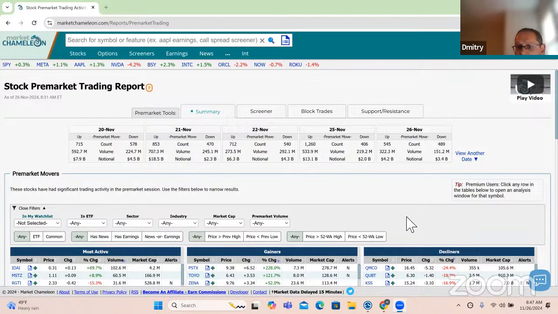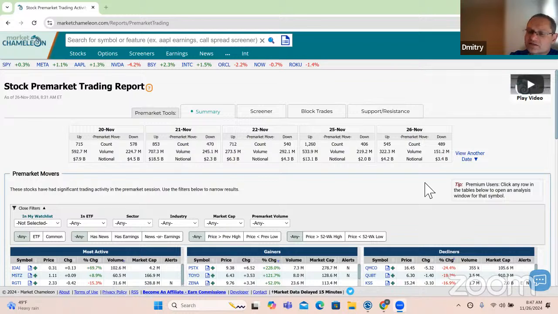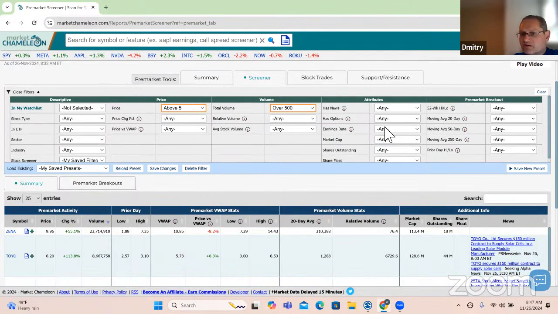To find this page, we can go under the stocks here, and you'll see this pre-market trading tab item. If you click on it, you will see this view pop up, which is a summary of what's going on in pre-market hours. But we're going to use this tab right here, screener. You can see across you have these 4 different tabs. And when you click on this screener, you come to a data table with filters above.